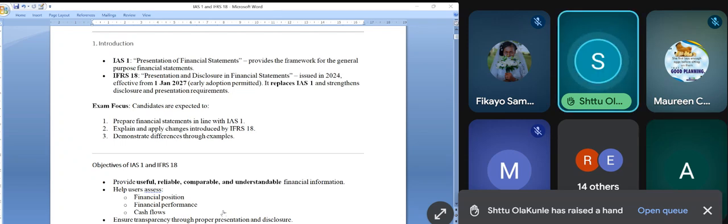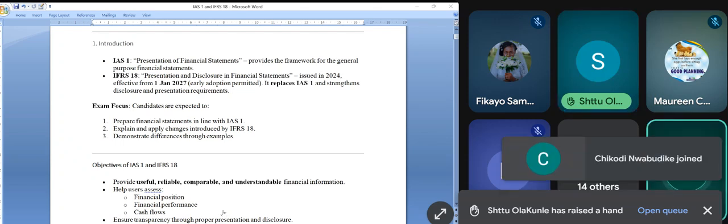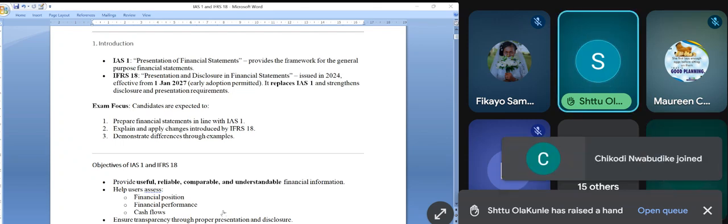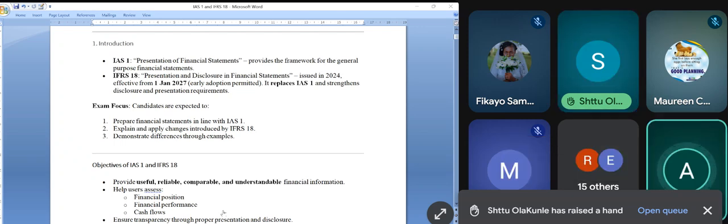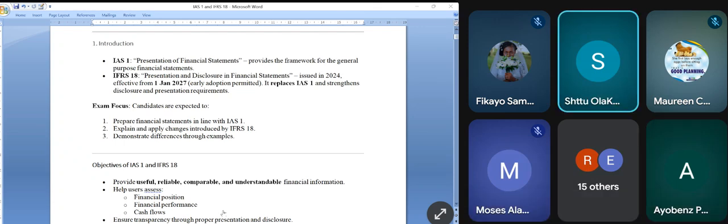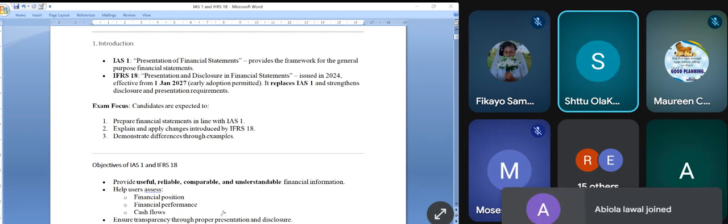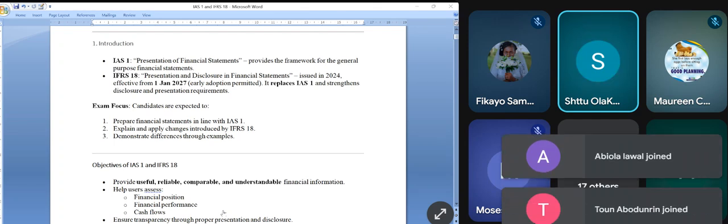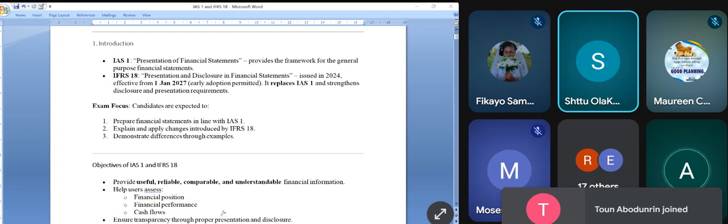Statement of change in equity. Start from the beginning, the way I taught you. Okay. Statement of financial position. That's one. Statement of comprehensive income. That's two. Statement of change in equity. That's three. Statement of cash flow. That's four. Note to the accounts. Thank you.